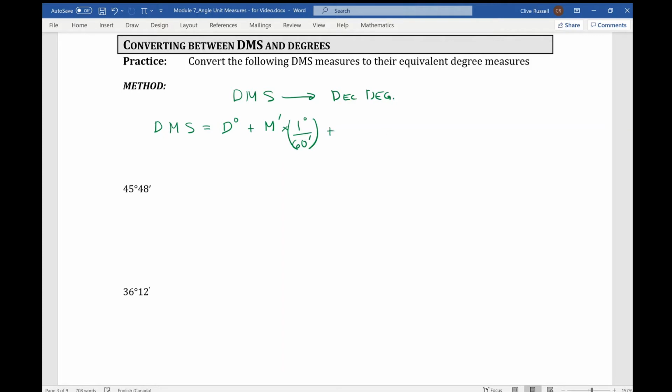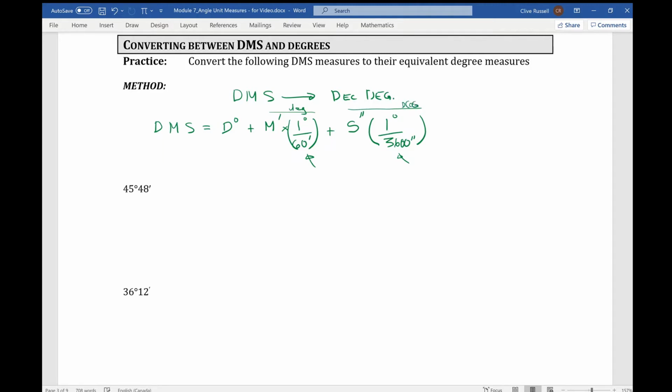Then you add to that your seconds, and then you multiply by the conversion factor, which I told you earlier on, 1 degree over 3600 seconds. So this unit factor here will convert the minutes to degrees. So all of this here now is in degrees. And here, this unit factor converts your seconds to degrees. So all this now is going to be degrees.